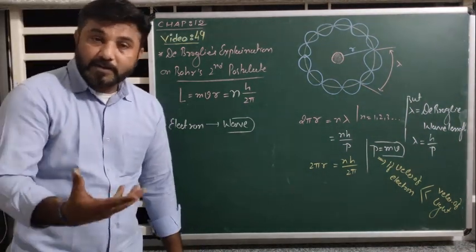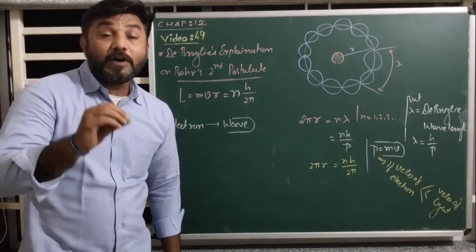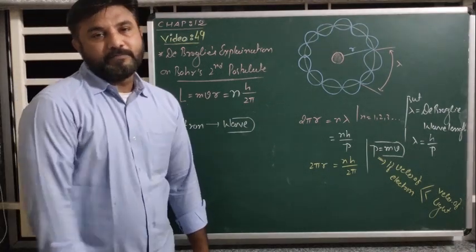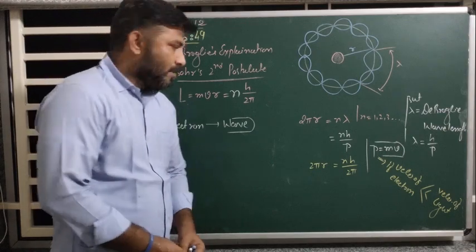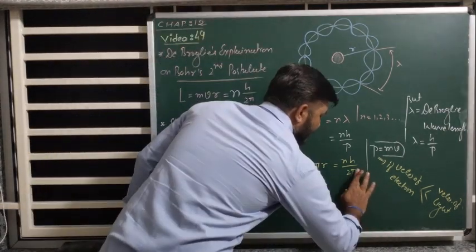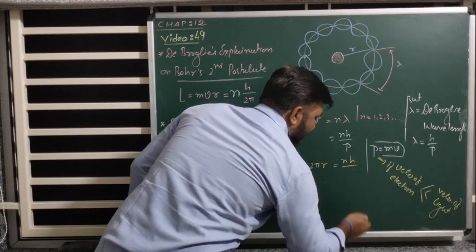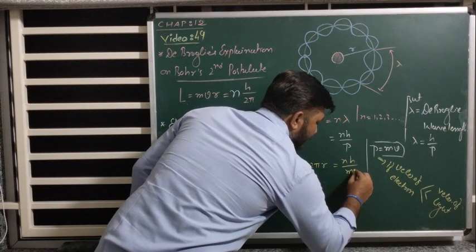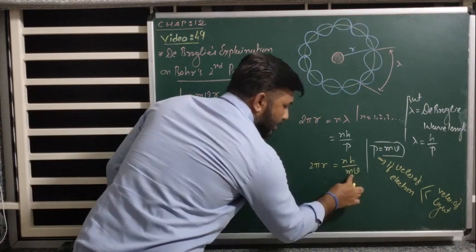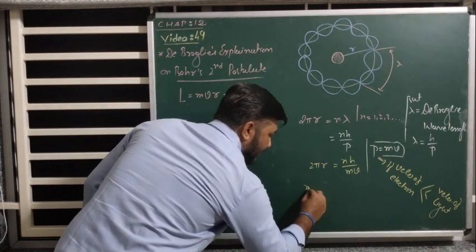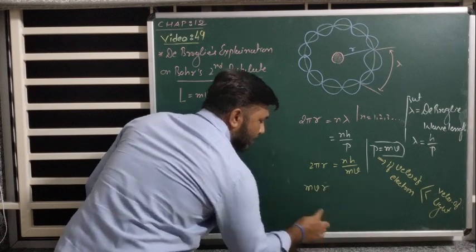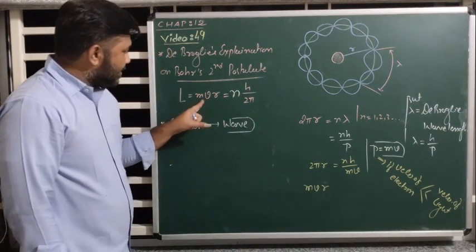Okay, a few seconds finished. What is wrong? What did I write wrong? Yes, the equation of P. P is nothing but mv. But I wrote 2 pi here, so you have to take mv on this side. That is mvr. Oh, sir, it is like this.